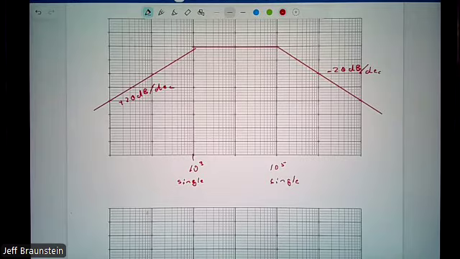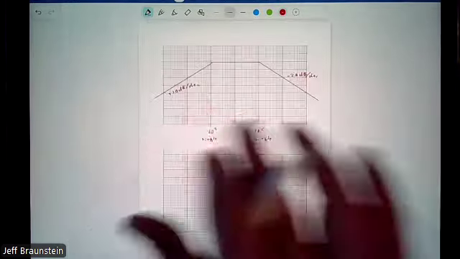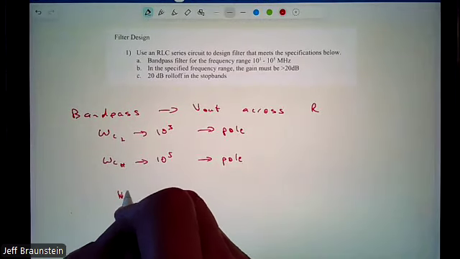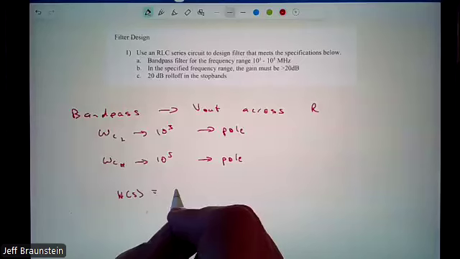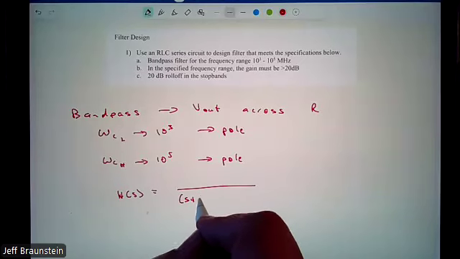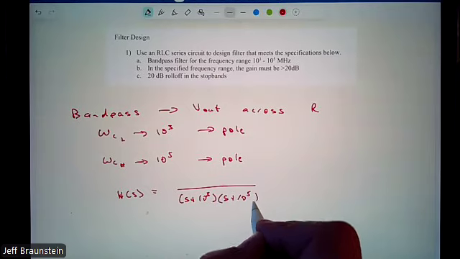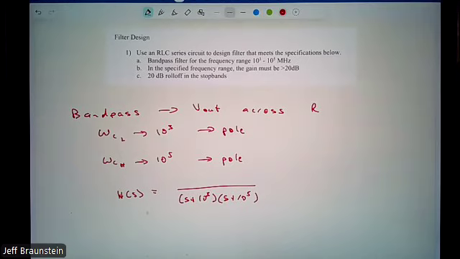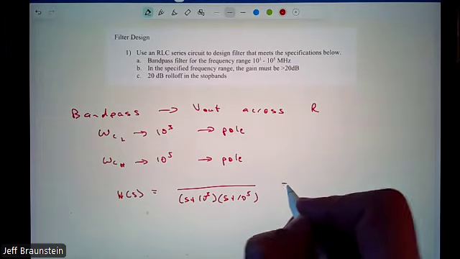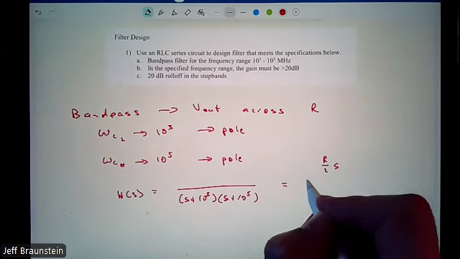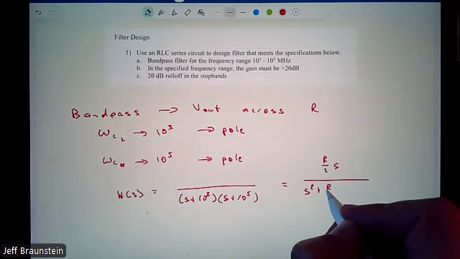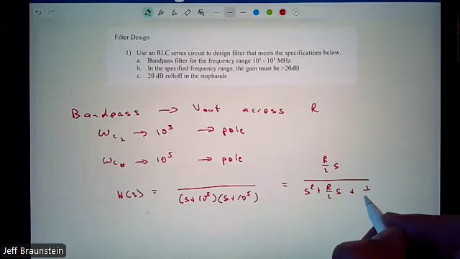Two single poles, and that tells us what our transfer function would be. So we can go back and say H(s) is something along the lines of (s + 10^3)(s + 10^5) in our denominator. I can point out, we've done this already, the generic transfer function for the output across the resistor is (R/L)s over s squared plus (R/L)s plus 1/LC.